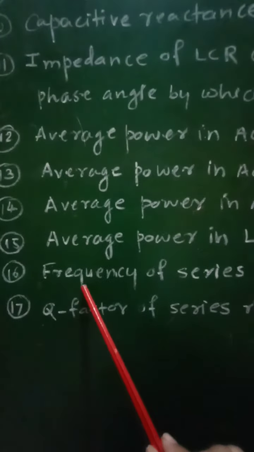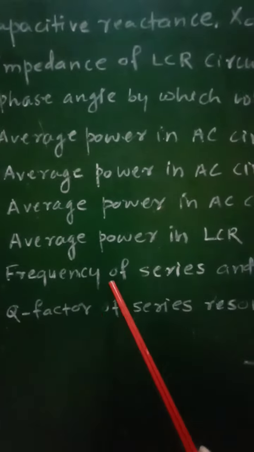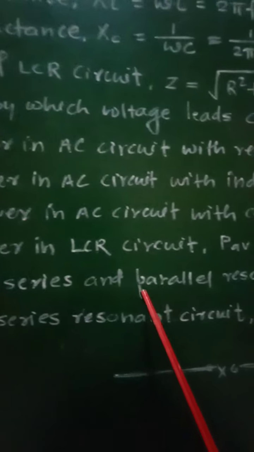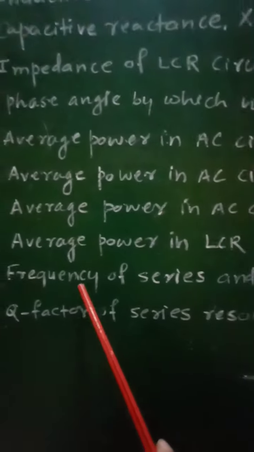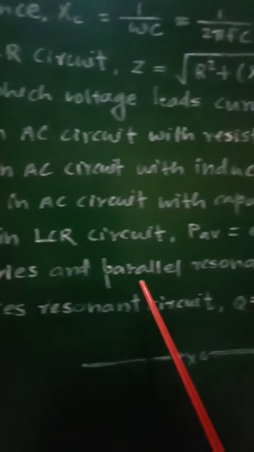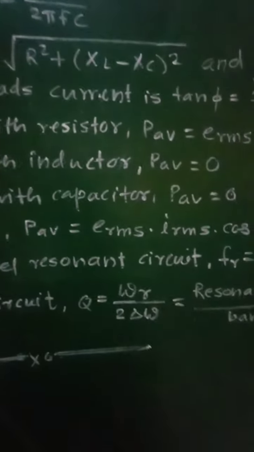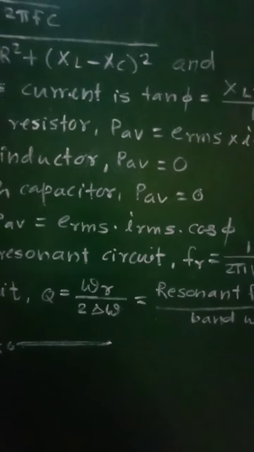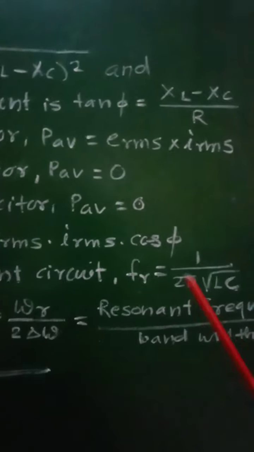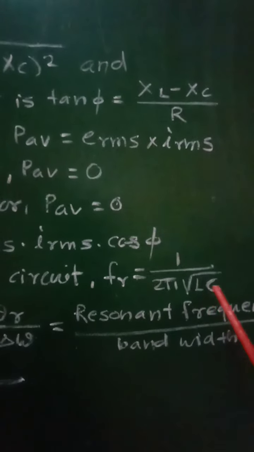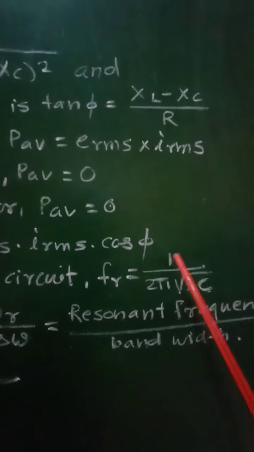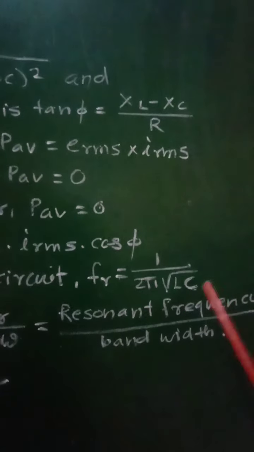Then 16th formula gives frequency of series as well as parallel resonant circuit. For both these circuits, the frequency is given by the same formula, that is F R equal to 1 upon 2 pi root LC.